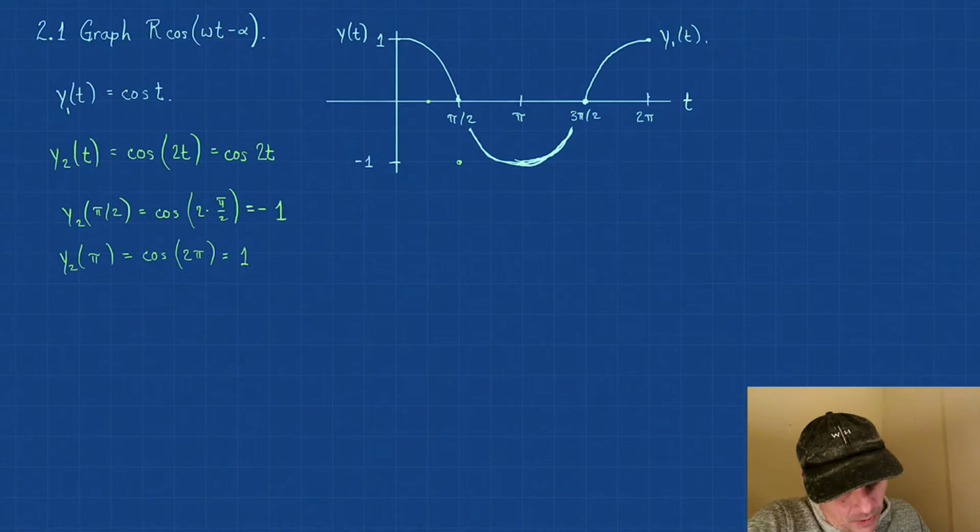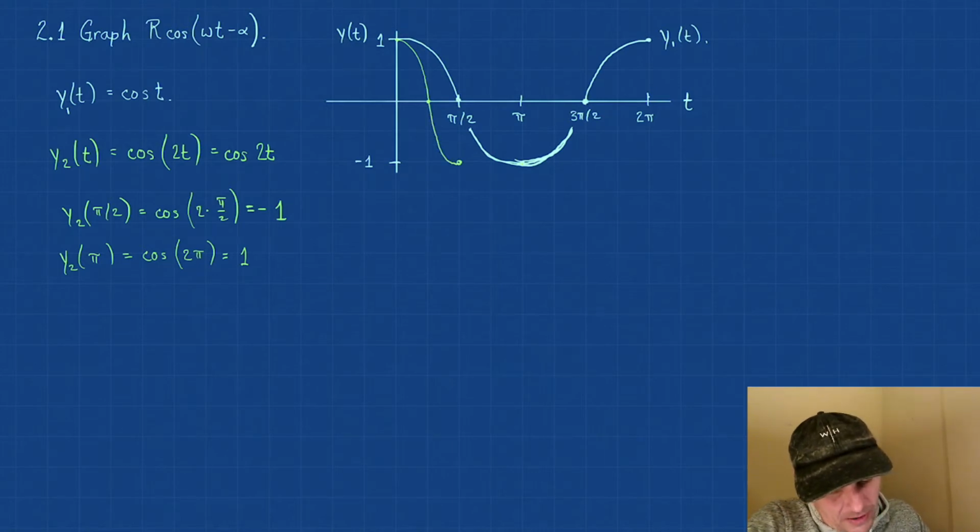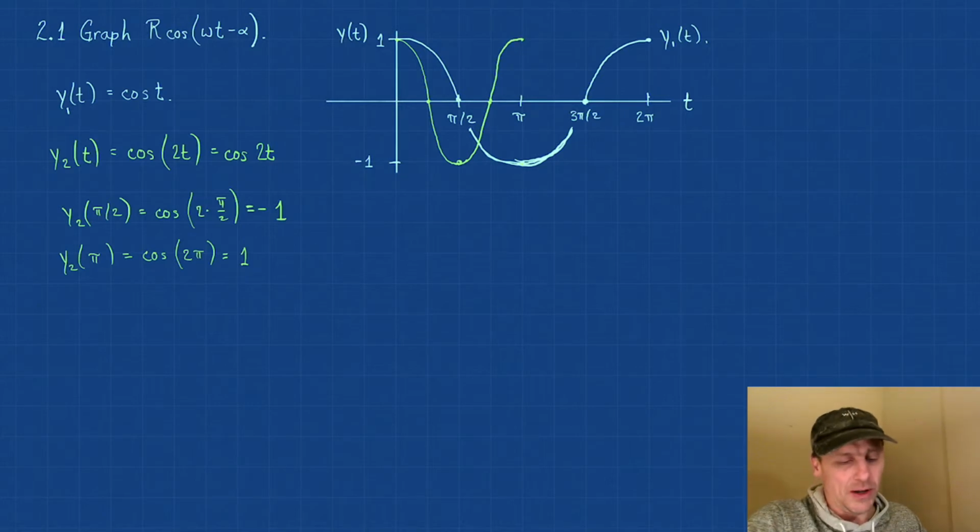So this is y2 of t. It starts at 1, and it comes down to 0 at pi over 4. Comes down to -1 by the time it gets to pi over 2. Then it comes back up at 3/4 of pi, and it's at 0. And by the time it gets to pi, it's back up to 1.